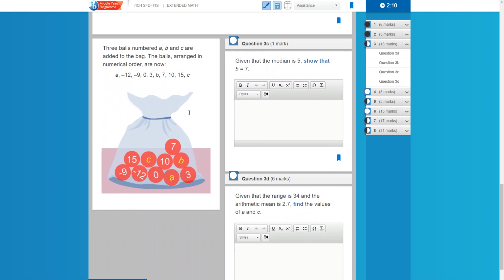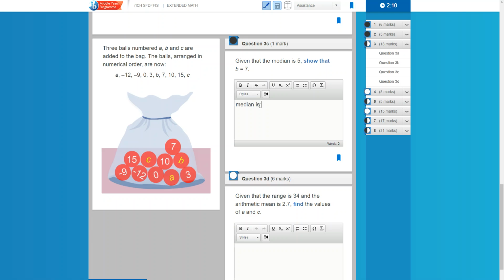Right, three balls numbered A, B, and C are added to the bag, arranged in this order. Given that the median is 5, show that B is 7. So, what did we do here? This wasn't too bad, actually. I kind of just said the middle number between 3 and 7 and 5.